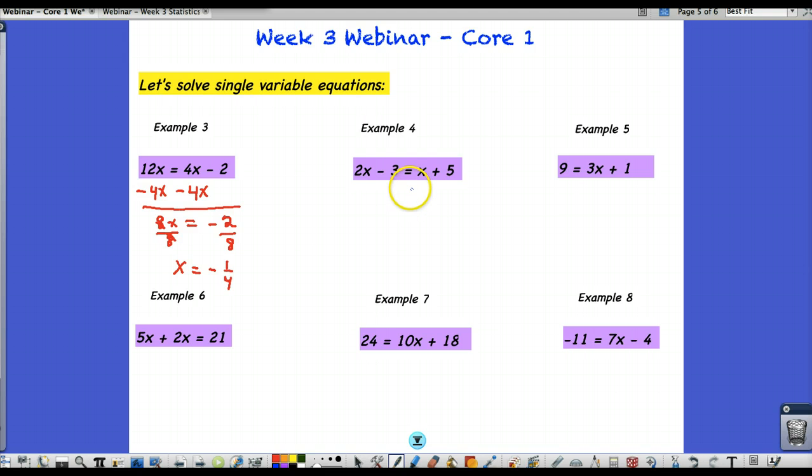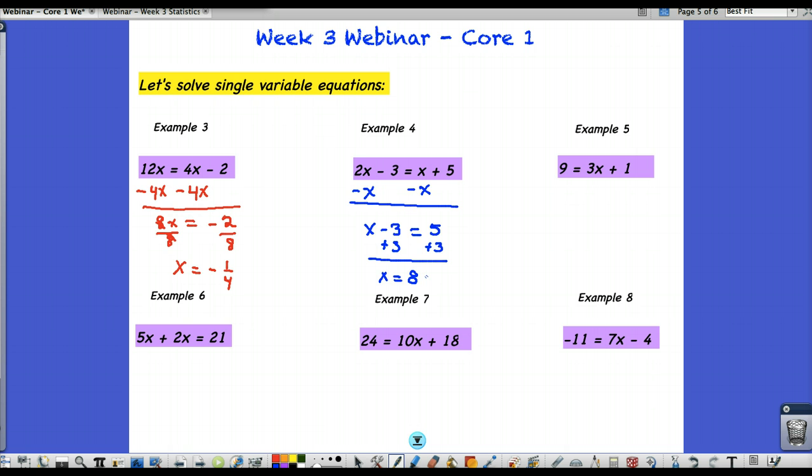Let's try this one then. So if we subtract x from both sides, we end up with x minus 3. And notice how I'm just rewriting the whole thing so I don't leave anything out. Okay. Now what I'm going to do is I'm going to add 3 to both sides. So some of you guys probably already are ahead of me and know what this equals. So x equals 8. Okay.